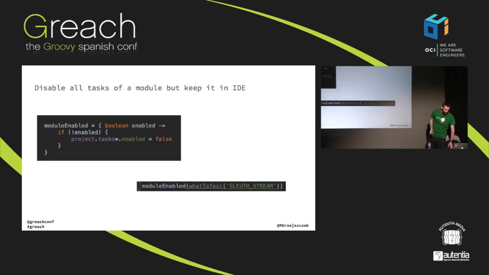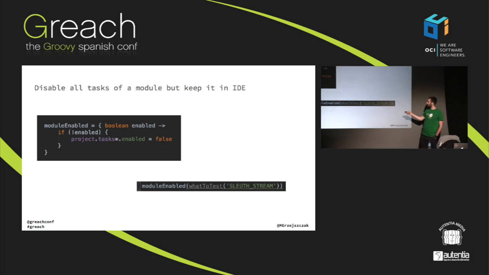And how I do that is that first is the what to test closure, and the other one is module enabled, because I didn't want to, for example, build projects that I don't need. I wanted to skip them, but I wanted to have them in the IDE. So I couldn't, let's say, in the settings Gradle conditionally not import a project. I wanted all the projects to be imported, but I wanted during the build process to disable all tasks of a module. So here I just created another closure called module enabled, and I combined it with what to test.